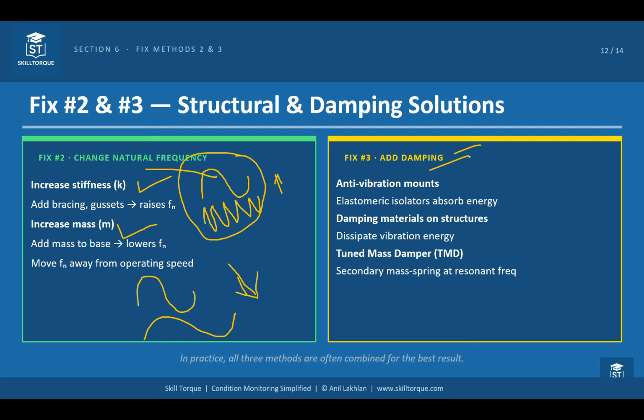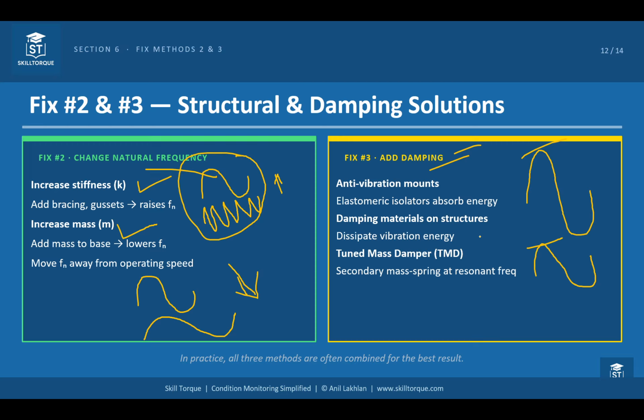So the third approach is to add damping to the system. Damping doesn't always eliminate the resonance, it limits the amplitude buildup. Remember that changing the stiffness and adding mass will shift the natural frequency, but damping will not shift it, but it will control the amplitude. For example, you remember anti-vibration mounts or isolators or damping material on the structure. This will absorb some of the vibration energy and prevent the dangerous amplitude amplification.